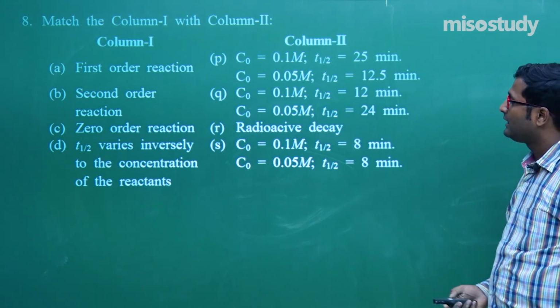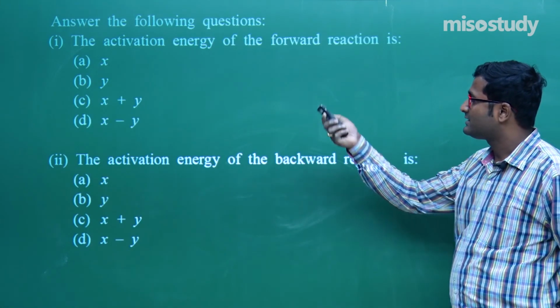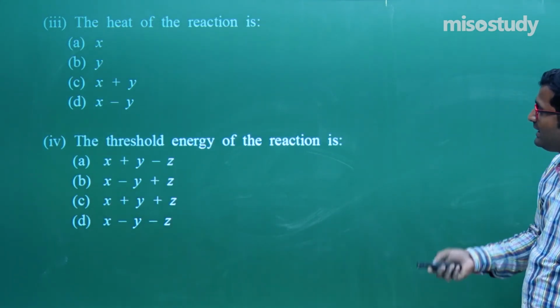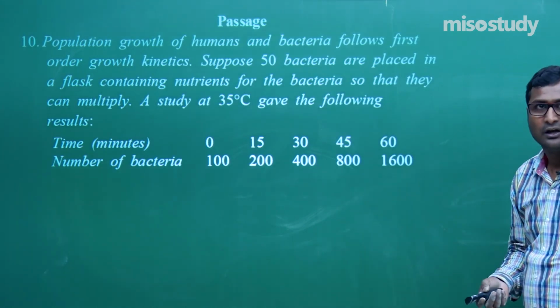Clear to you? Now the next one, for question number 8, as I told you: X, A is X plus Y, the next one is Y, and this one is X plus Y plus Z, and I have discussed this question.